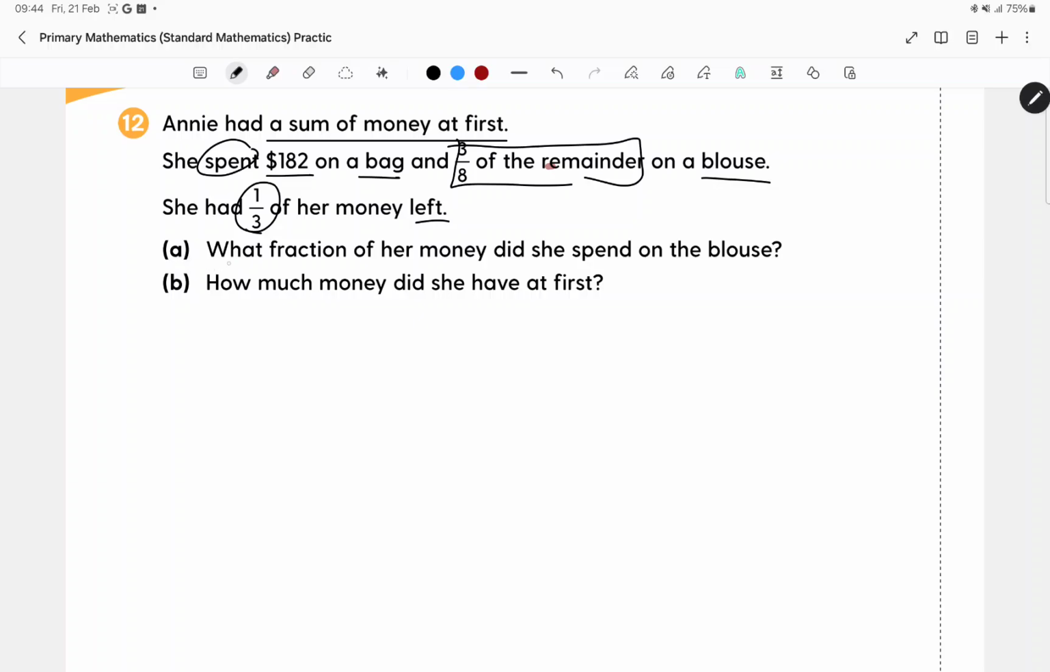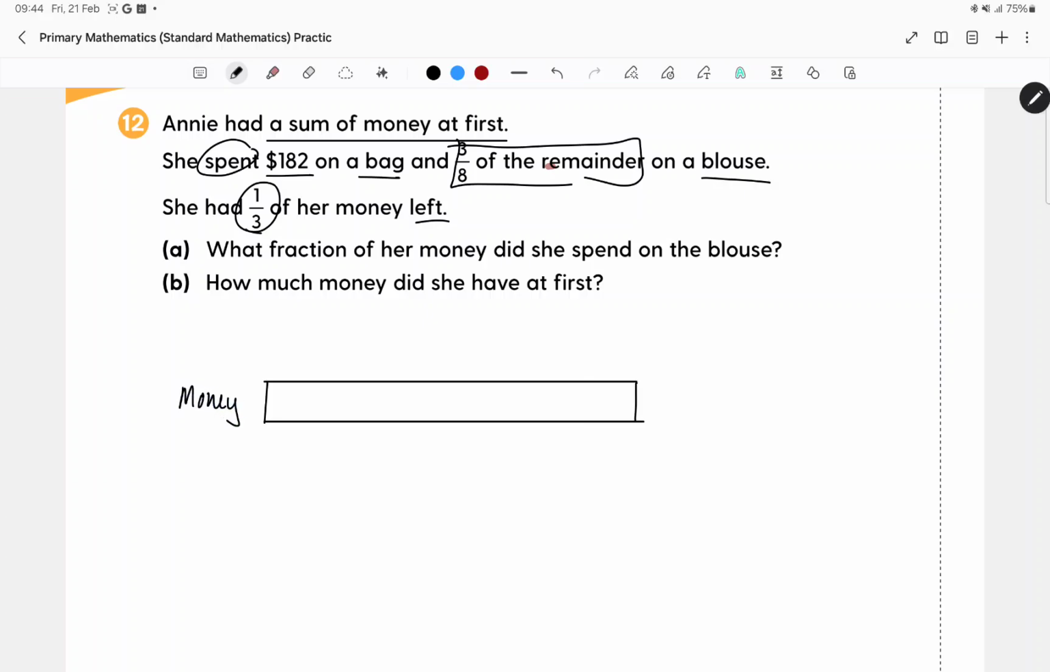The question asks for what fraction of her money she spent on the blouse, and how much money she had at first. For such questions, I strongly encourage students to draw a model to understand it. This kind of question, fraction with remainder, is best understood when you draw a model. The model has to be very clear. It represents the amount of money Annie had at first.